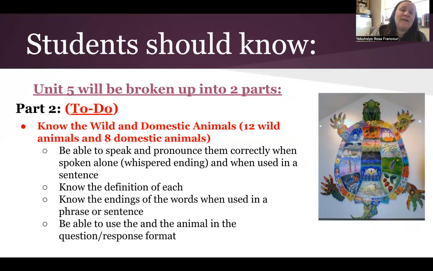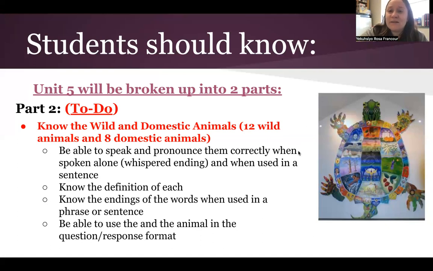And so what the learner should know is, students or learners should be able to speak and pronounce each of the words correctly, when they're spoken alone or when they're used in a sentence, know the definition or the translation of each, and know the endings of the words if they are used in a sentence, and be able to use the animal in a question and response format.